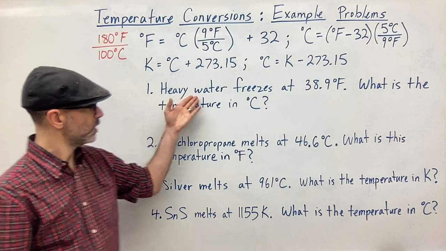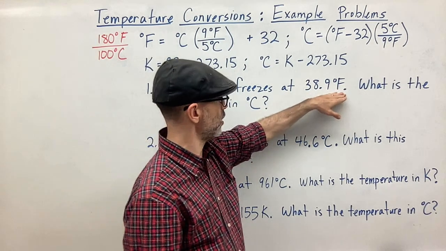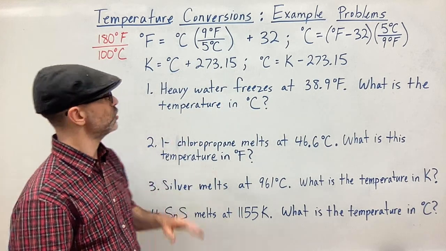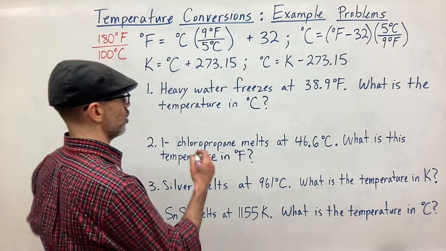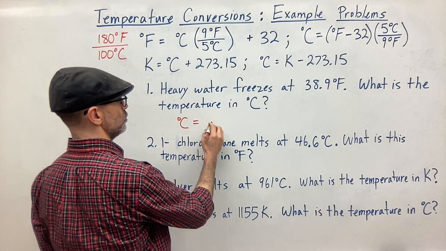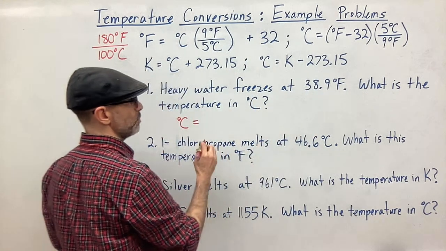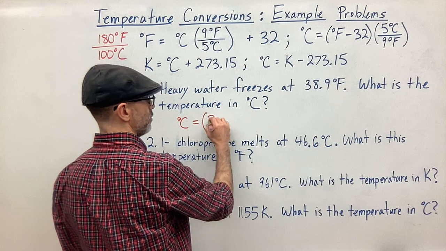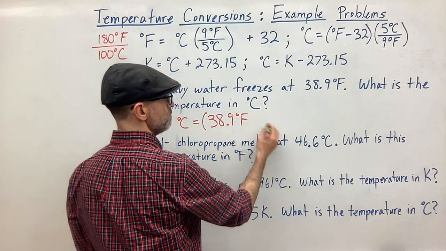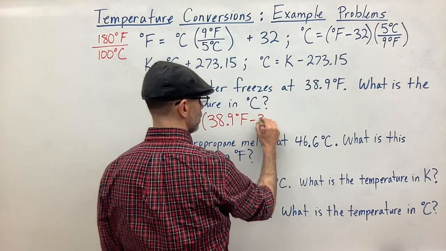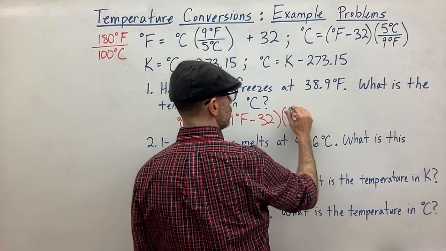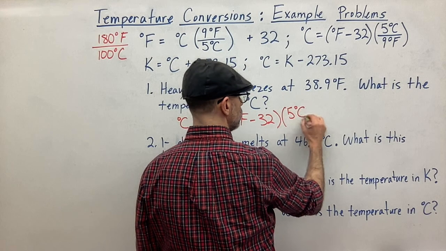So heavy water freezes at 38.9 degrees Fahrenheit, and they want you to convert that to Celsius. So we want to go from Fahrenheit to Celsius. So we're going to use this equation here. So here I'll write it out. I have my Celsius is equal to the degrees Fahrenheit. Now the degrees Fahrenheit is 38.9 degrees Fahrenheit, so I'm going to put that in. So I have 38.9 degrees Fahrenheit, and I'm going to subtract 32, and then I'm going to multiply that by this ratio of Celsius to Fahrenheit.